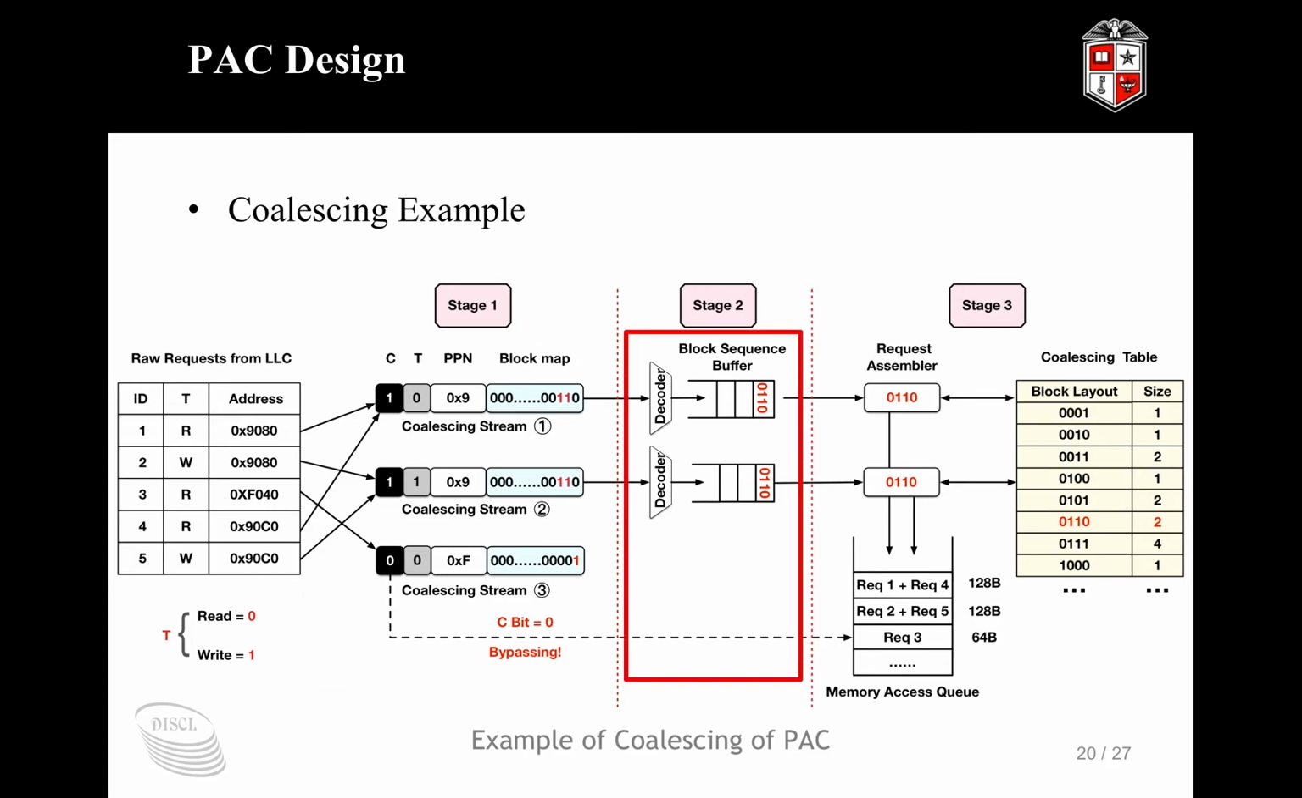So for stage 2, the request will be flushed to the decoder, which generates the corresponding block sequence, which is 0110 because 2 consecutive cache blocks are referenced. As a result, the corresponding coalescing table entries will be fetched, and it turns out that this represents a 2 cache block request. So eventually, they're going to generate 2 separate 128-byte memory requests, one to serve request 1 and request 4, and the second one for request 2 plus request 5.